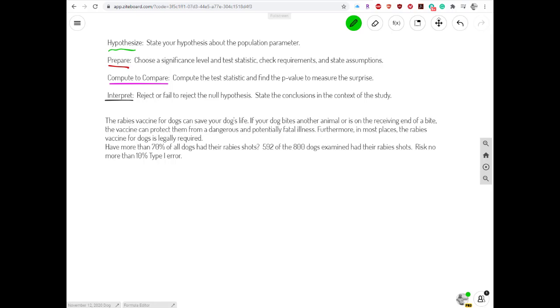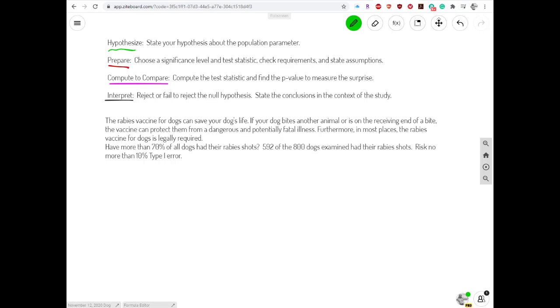Okay, so in the second little paragraph, it's telling you that they're interested to know if more than 70% of all dogs have had this rabies shot. And they did some study. They took 800 dogs, looked at their, I guess, vet records or whatever, and determined if there was documentation of their rabies shots. A certain percentage of those dogs had their rabies shots. And they want to know, can you answer this question, have more than 70% of all dogs had their rabies shots, by risking no more than a 10% type 1 error.